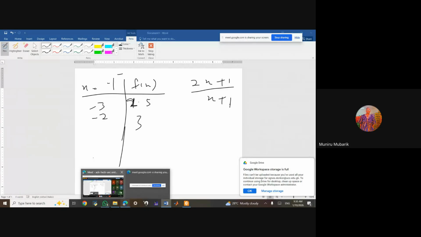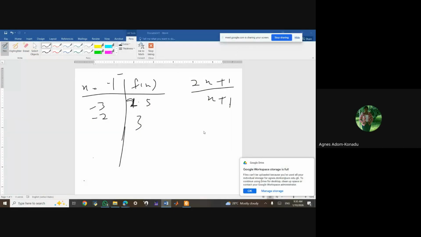Value close to negative 1.5. Okay, so what do I get when I choose negative 1.5? So negative 3 plus 1 is negative 2, divided by negative 0.5. What do I get? You get 4. Okay, so let's choose another one.